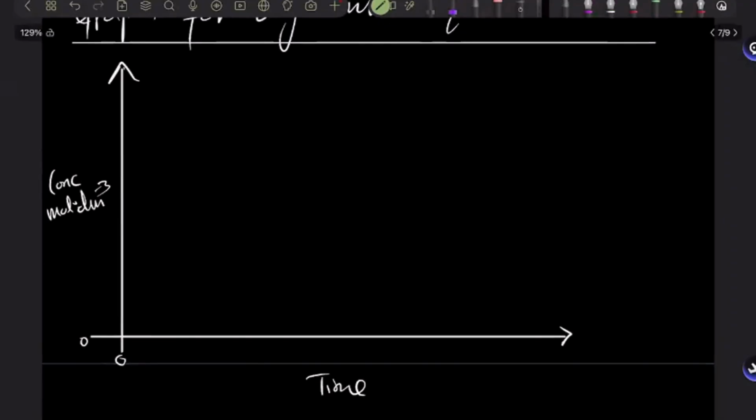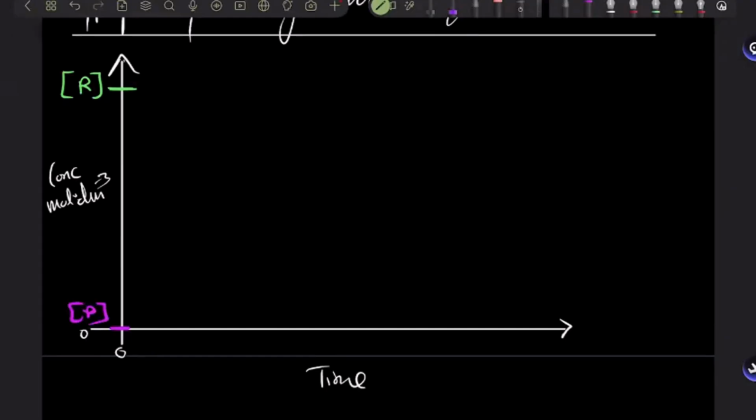So if I ask you at time zero, what should be the concentration of reactants? It should be maximum, right? The reactants at time zero, when the reaction hasn't started yet, have the maximum concentration, right? No amount of reactants has reacted yet. And at time zero, what should be the concentration of products? No product has been formed right now.